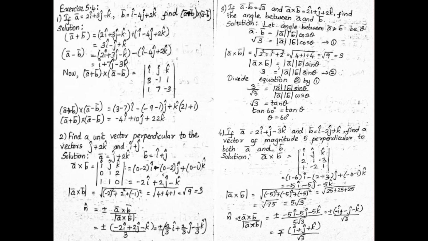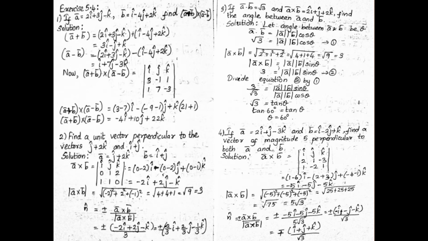Problems. First problem: if a vector is equal to 2i plus 3j minus k, b vector is equal to i minus 4j plus 2k, find a minus b cross a plus b. Here, first we will find a vector plus b vector and a vector minus b vector, and then the cross product of both the vectors.